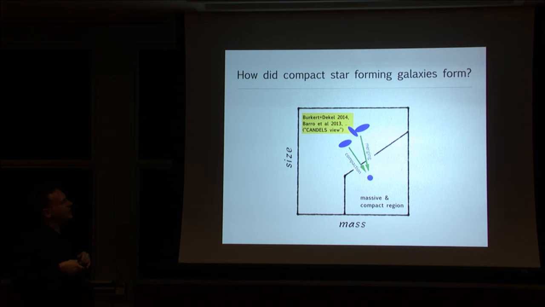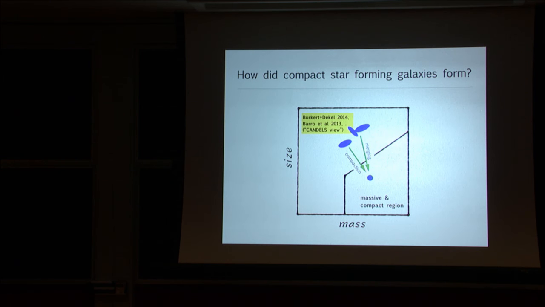I should say that this is the canonical view now. Candles, papers, and talks. Sandy Faber, Dekel, everybody. This is sort of the preferred thing. Also, in Illustris, merging is a big thing. This is, I think, the prevailing idea that you have all these star-forming galaxies up here, and then sometimes one of them kind of drops down there for particular reasons.